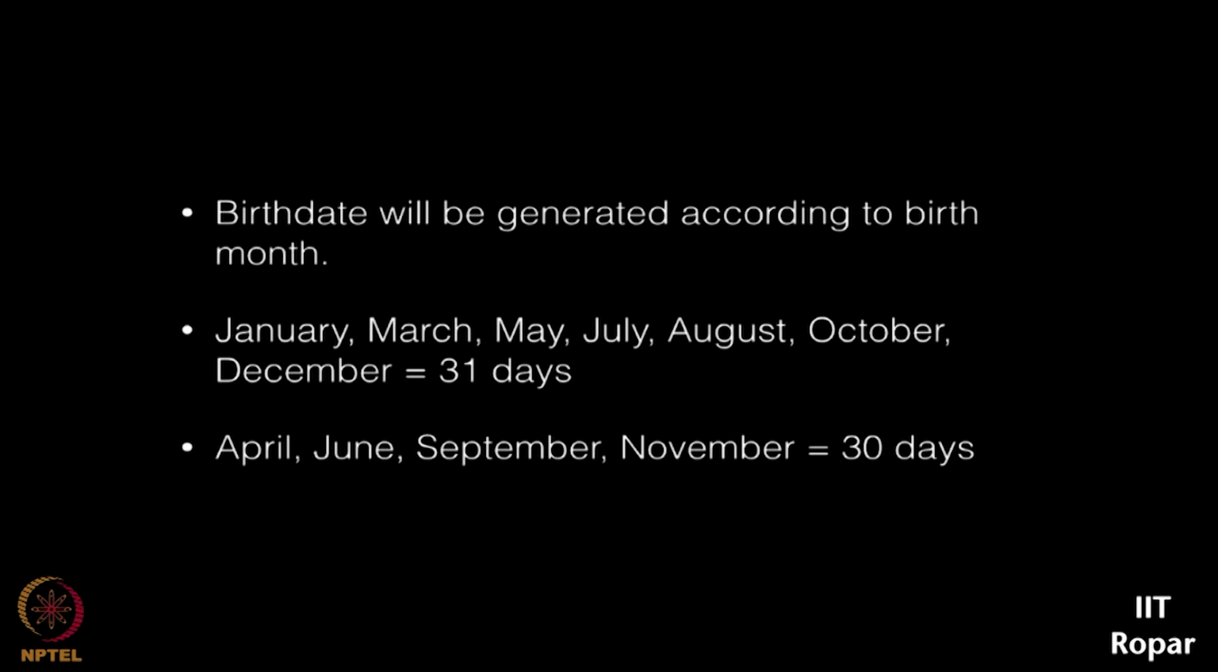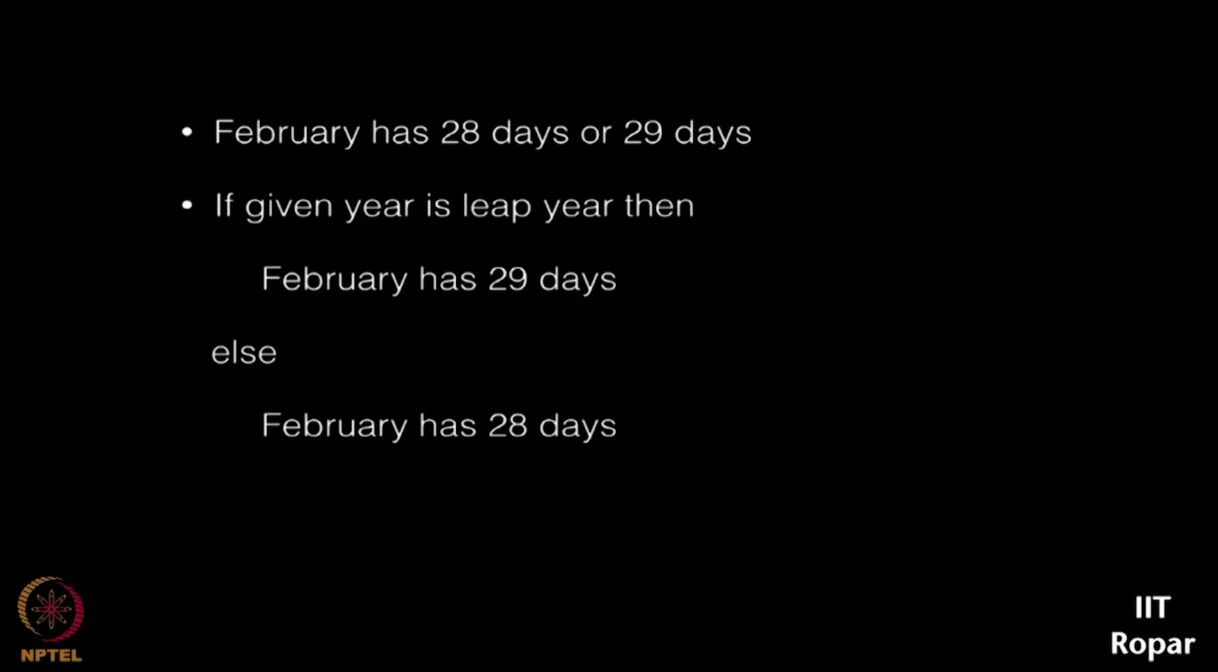So birth date will be generated according to the birth month. As we are generating only birth date, we are not concerned about the birth year. We will be only generating the date and the month. That's it. So there is an exception here. As you know, February has 28 days or 29 days. If the given year is a leap year, then February has 29 days, else February has 28 days.